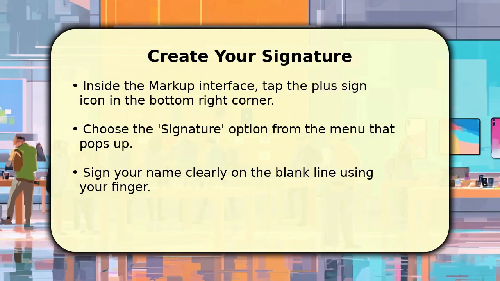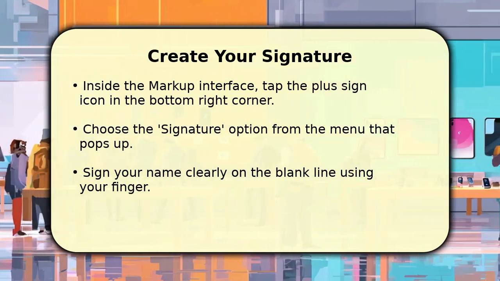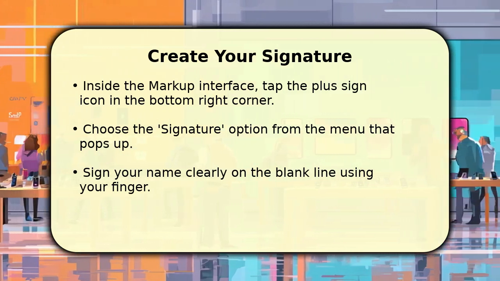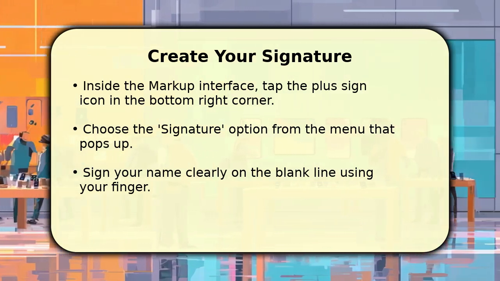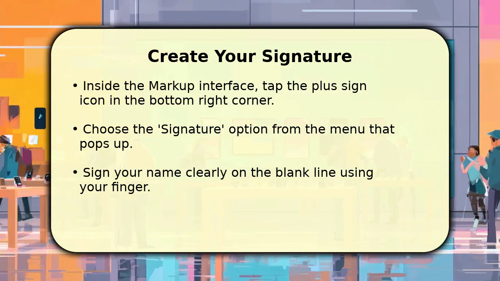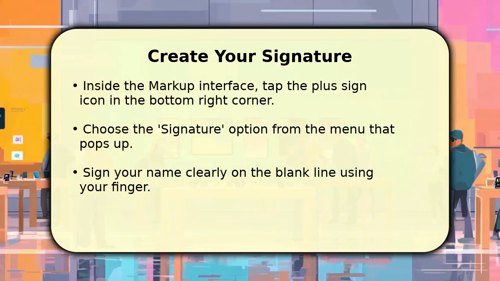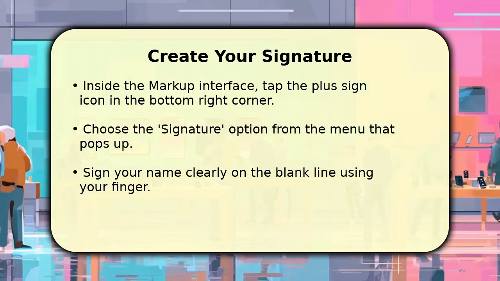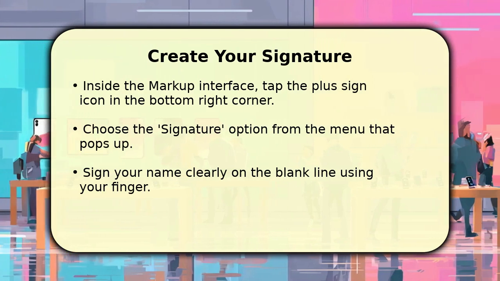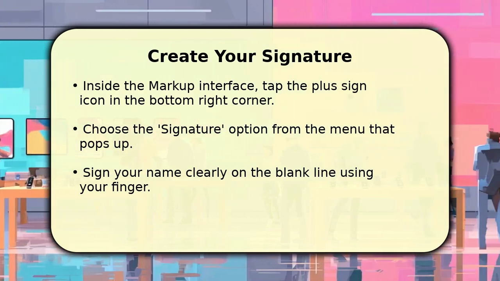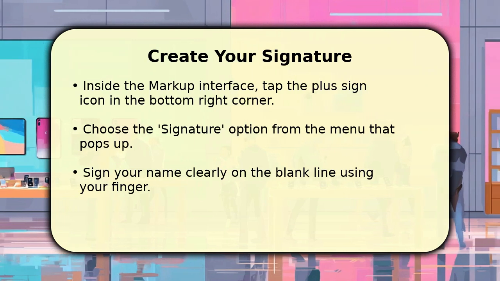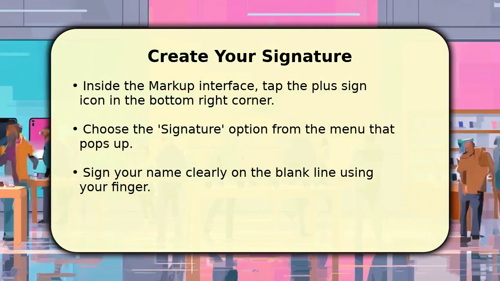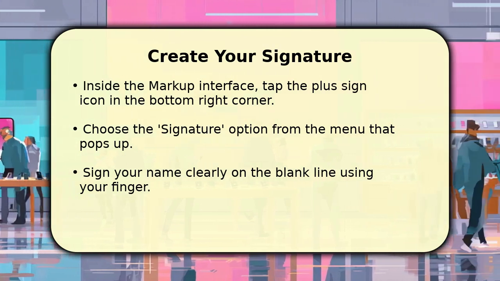Now that you are in the markup interface, look towards the bottom right of your screen for a prominent plus sign icon. Tap this icon to reveal a small menu of additional tools. From this menu, carefully select the signature option. A blank line will appear on your screen, providing the perfect canvas to sign your name clearly and naturally using your finger. Take your time to create a legible signature. Once you are satisfied with your creation, simply tap Done in the top right corner of the screen to save your new signature, making it readily available for future use.